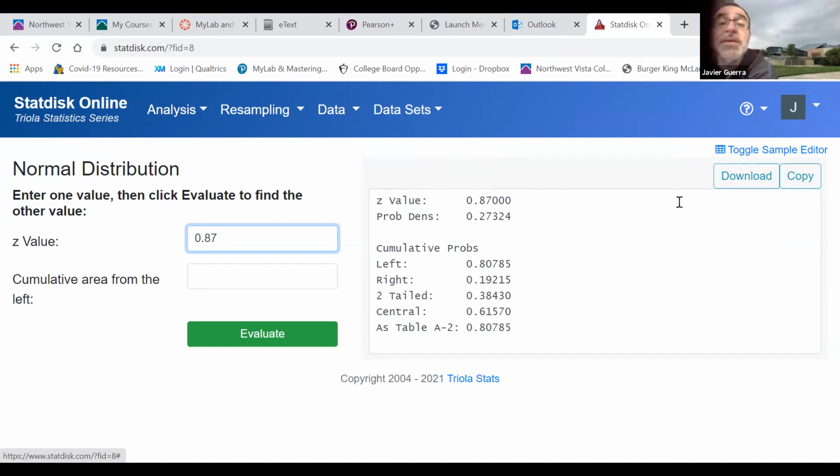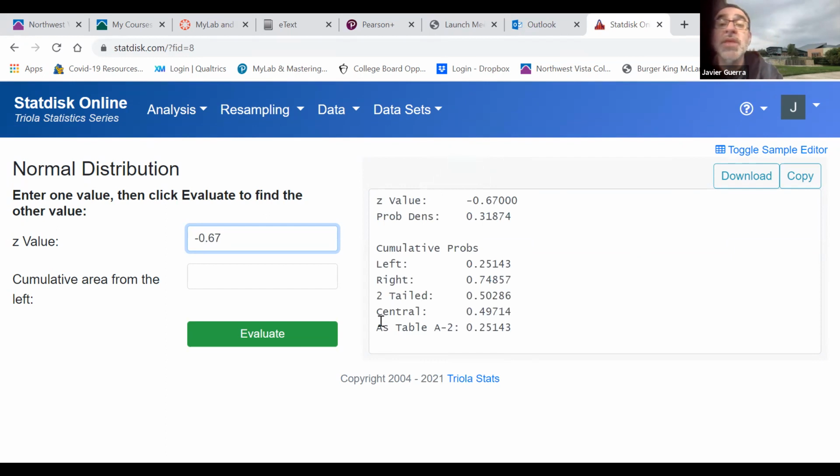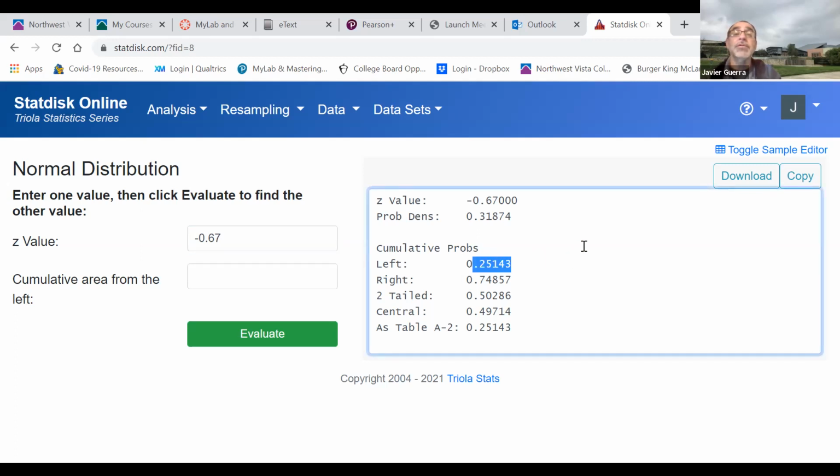All right, 0.87, 0.8079, minus negative 0.67, 0.2514. So 0.8079 and 0.2514.